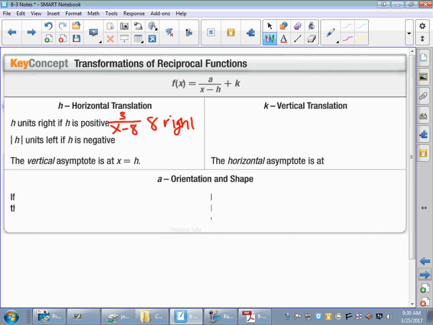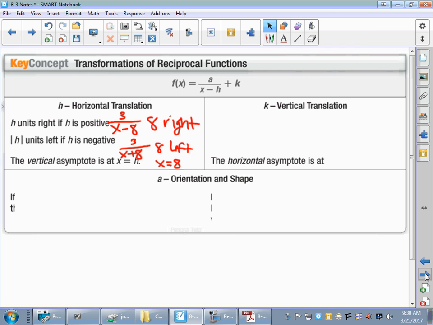The entire graph shifts 8 units right, which means your asymptote will also shift 8 units to the right. If the h value is negative, it's actually going to look like a positive, because when you plug in a negative, it turns into a positive. So this would be 8 units to the left. The vertical asymptote is now at that h value. So x equals 8 is the equation of a vertical line 8 units to the right.